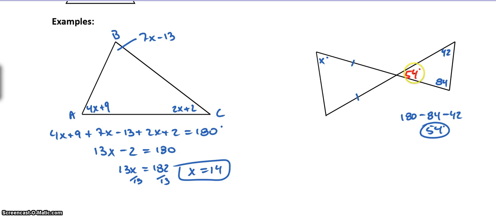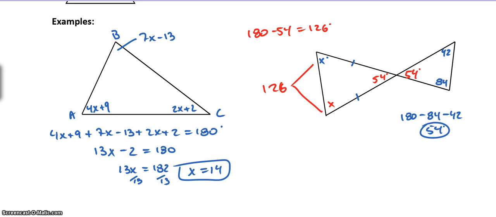Alright, now if that's 54, we have vertical angles, so we know that's 54 because vertical angles are always congruent. And from there, we now have to solve the rest of this triangle. Now, if we have an isosceles triangle, if the sides are congruent, then the base angles are congruent. So if this is x, I could call this x. So if I take 180 minus 54, I'm left with 126. So I know these two angles together sum up to 126.